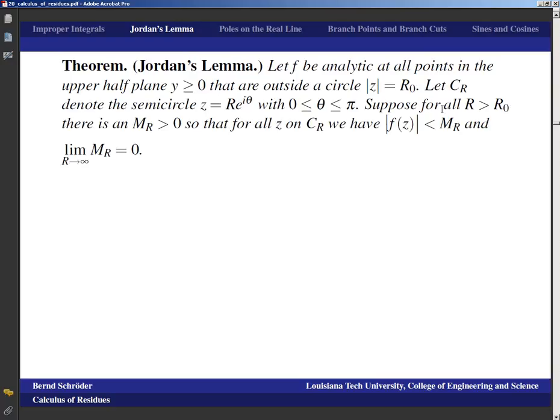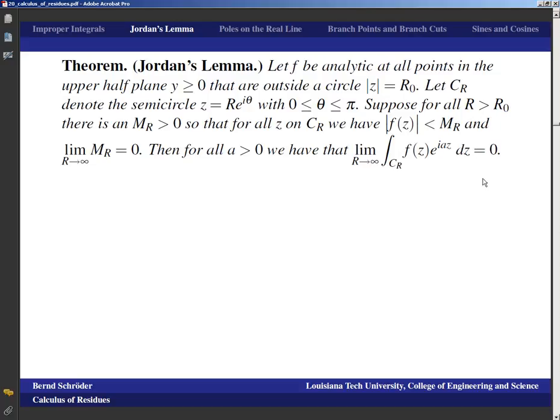And if we suppose that for all radii greater than r0, there is a capital MR, so that for all z on that circle we have that the absolute value of f of z is bounded by MR, and if as r goes to infinity, MR goes to 0, then for all a greater than 0 we have that the limit as r goes to infinity of the integral over CR of f of z e to the i a z dz is equal to 0.